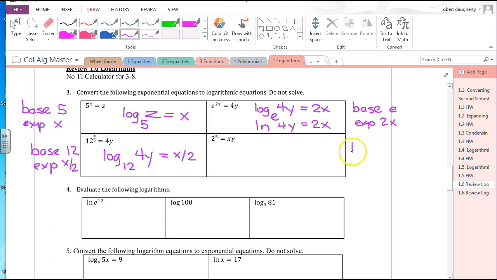This next one here, my base is 2. My exponent is 5. So the log base 2, and my exponent in a log equation is always on the other side of the equal sign. The only thing I haven't written here is the xy. Log base 2 of xy equals 5.